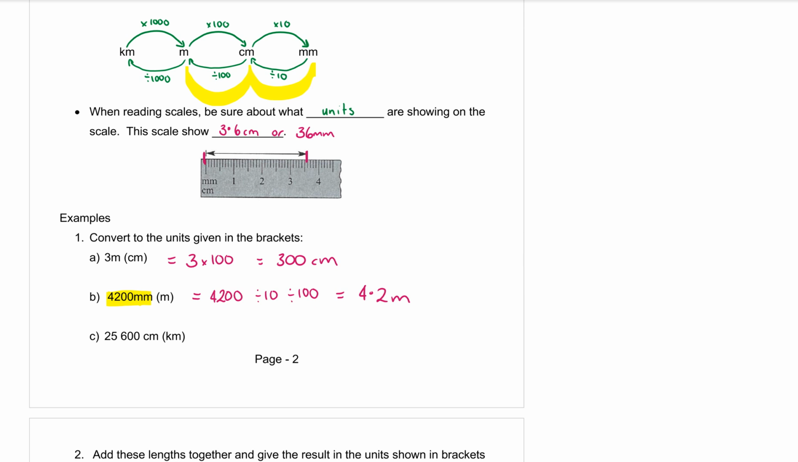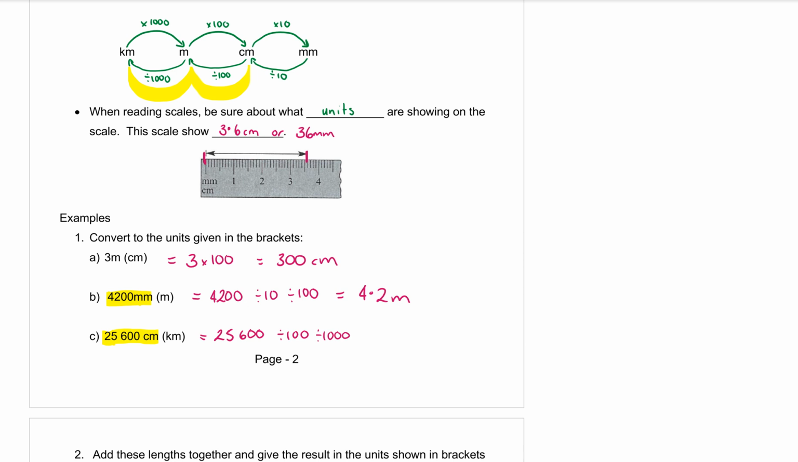One more time, we have 25,600 centimeters, and we want to go to kilometers. So centimeters are here. To get to kilometers, I'm going to have to go that way and another bounce to there. So our working out, we're starting with 25,600. Following my arrows, I will need to divide by 100 and then divide by 1,000.